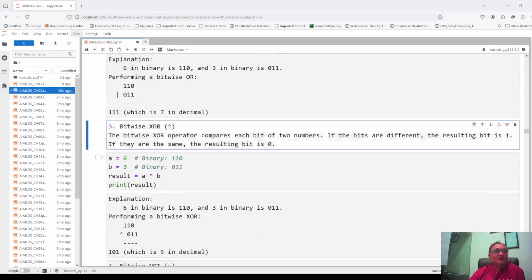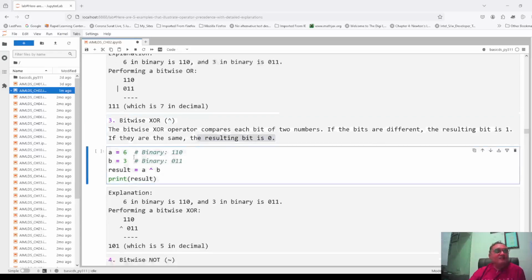Now bitwise XOR. It also compares each bit of two numbers. But if the bits are different, then the resulting bit will be 1. And so it kind of gives incentive for being different, the XOR operator. And if the bits are the same, then the resulting bit is 0. So it kind of gives punishment for being the same.